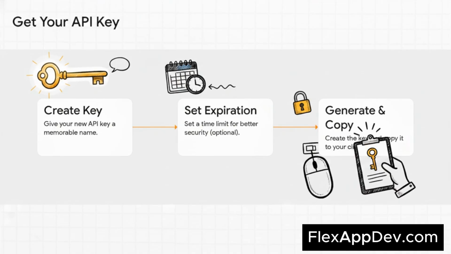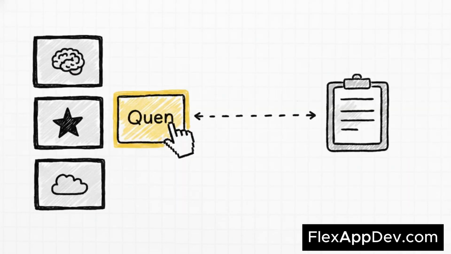Creating the key is super straightforward. Just give it a name you'll remember. You can even set an expiration date for a little extra security. Then just hit create and make sure you copy that key to your clipboard. We're going to need it in just a second. Okay, now for the really fun part. On the Open Router site, go find the Models tab. You're going to see a massive list of AIs you can use. It's kind of like a candy store. For this demo, let's just pick one called Qwen. All you got to do is copy its specific model name.